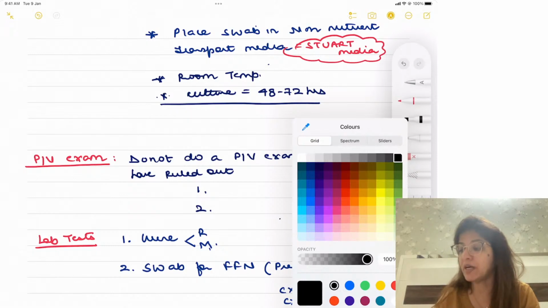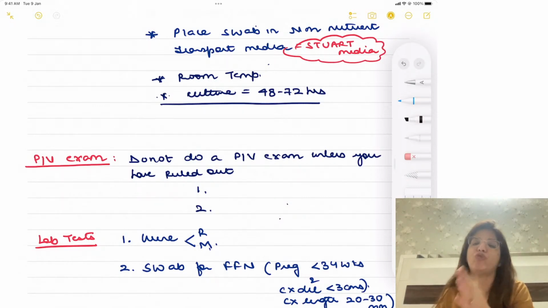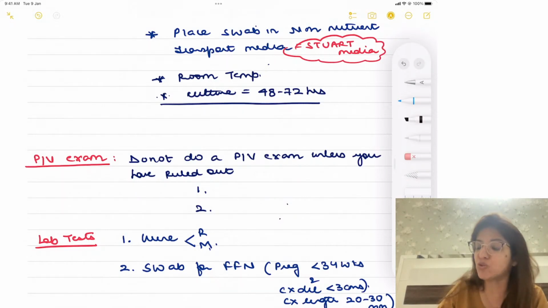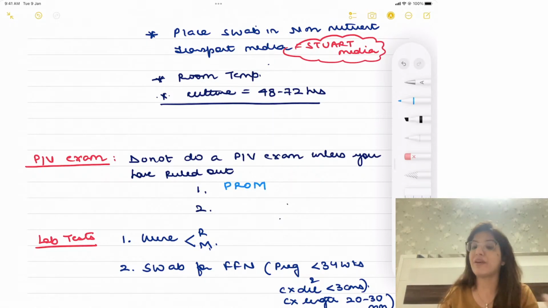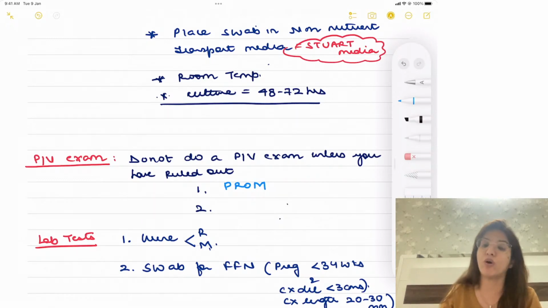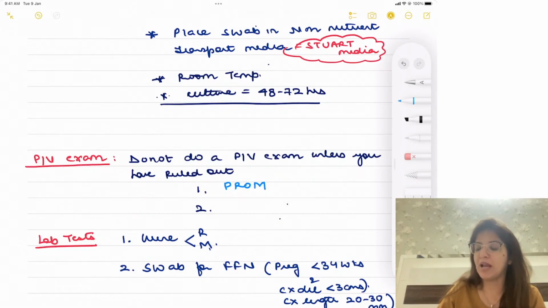Now, after a per speculum examination, I'm going to do a per vaginal examination. But please remember, in patients of preterm labor, you have to rule out two things before you go for a per vaginal examination. Number one, rule out premature rupture of membranes, because if membranes are ruptured, we never do a per vaginal examination or a digital examination because of the risk of introducing infections.